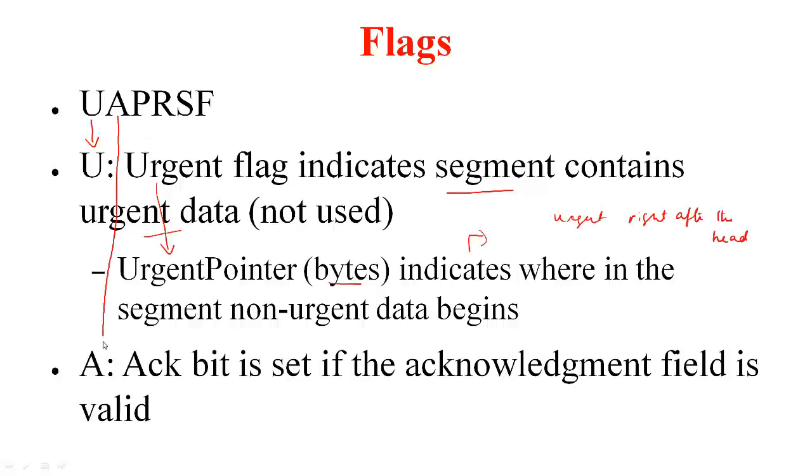This A flag is the acknowledgement flag. So whenever a segment carries a valid acknowledgement, this bit is set equal to 1.